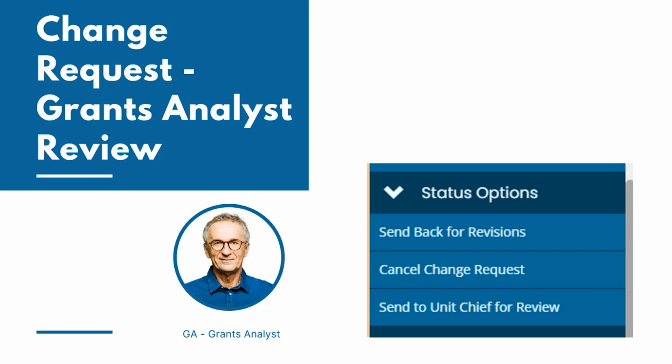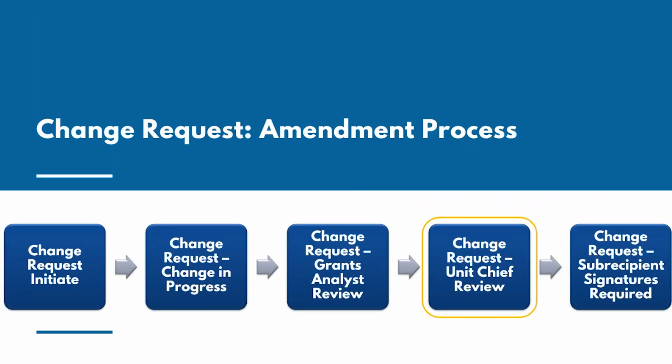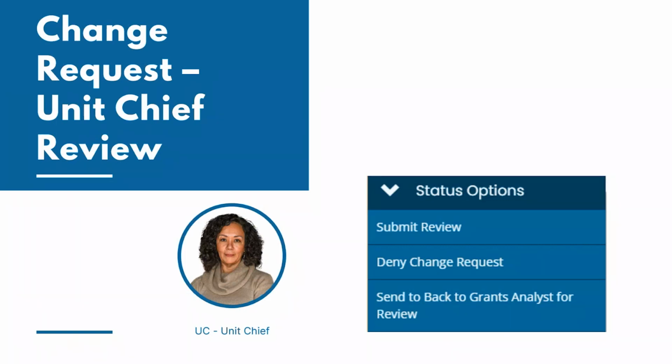Again, the other status option is to cancel the change request. And the third option, if the grants analyst has reviewed all the changes and everything looks fine, they can hit approve and select send to unit chief for review. And going forward, once they have approved it and hit send for unit review, the unit chief will now review the changes submitted. During this time, the unit chief has 3 status options. They can deny the change request. They can send it back if they are reviewing it and something is not quite clear or they don't understand. They may hit send back to grants analyst for review.